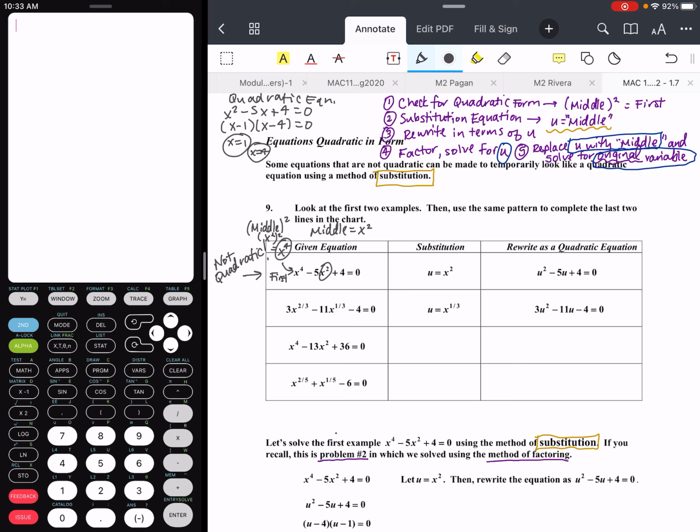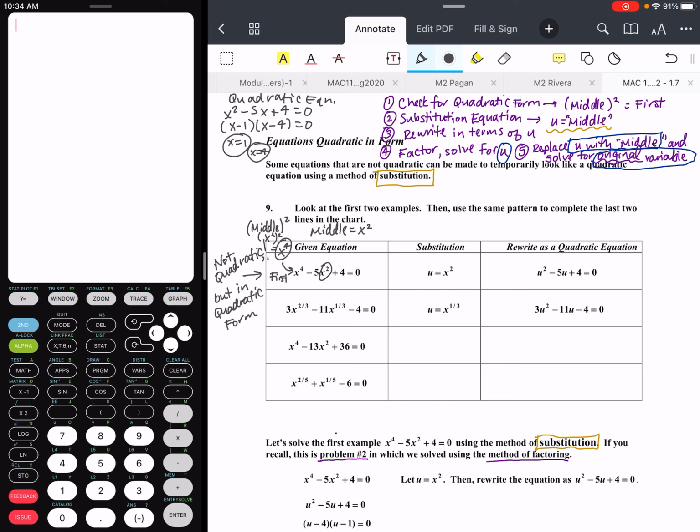So I'm calling these first variable, middle variable. It's not really proper math notation, but that's the way that I think of it. If we could take that middle variable and square it, and we get back the first variable, then we have what's called quadratic form. So it's not quadratic, but it's quadratic in form, okay? So it's got that same pattern. The middle variable squared equals that first variable, the higher degree term, okay?